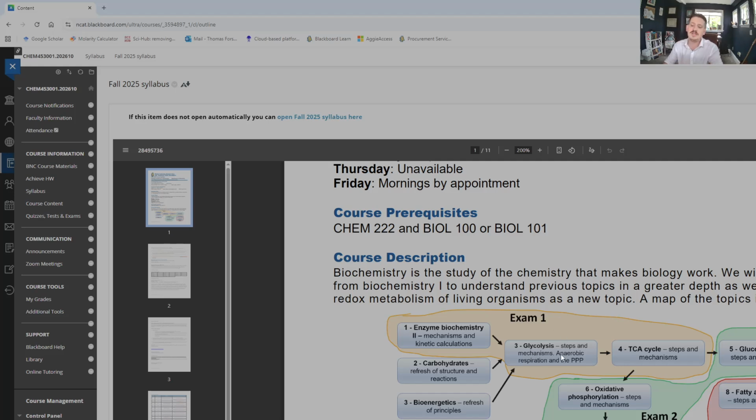Then after glycolysis in sugar metabolism, the end product of glycolysis is pyruvate. Pyruvate is converted into either oxaloacetate or mainly acetyl-CoA, which feeds into the TCA cycle. And we're going to talk about the steps of the TCA cycle. And so enzyme biochemistry, so some questions on enzyme function, multi-substrate enzymes, things like that. Glycolysis and TCA cycle, that makes up exam 1.